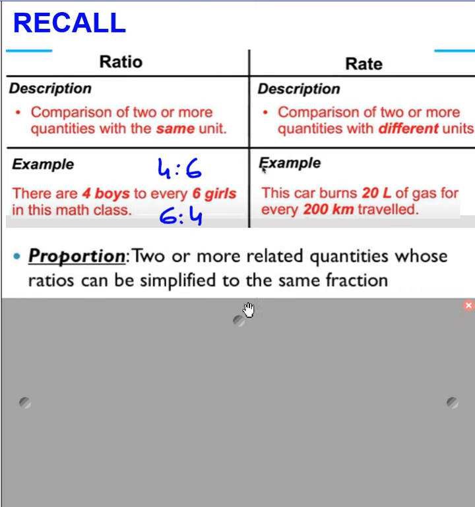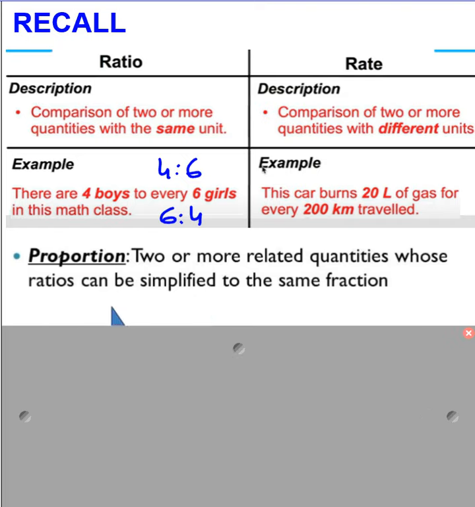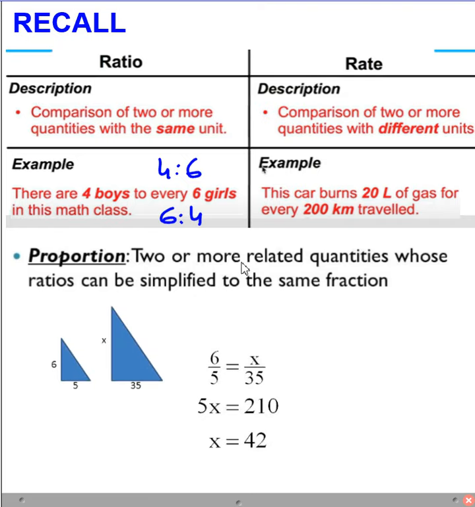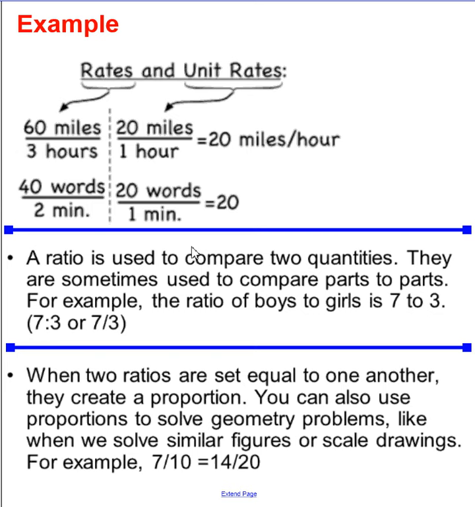Now, what is proportion? Two or more related quantities whose ratios can be simplified to the same fraction. This seems very difficult because when we explain maths in words, it is really difficult to understand, but if an example is given, it becomes easy. For proportion, we take the example of map scale and similar figures. These are the best examples of proportion. If you solve these types of questions, you are applying the concept of proportion. I hope you understand ratio, rate, and proportion and the difference between them.